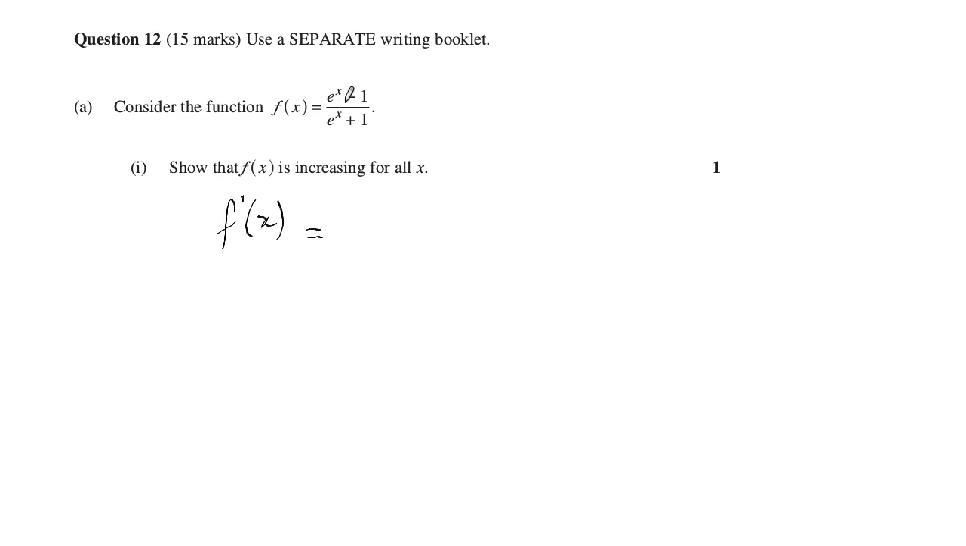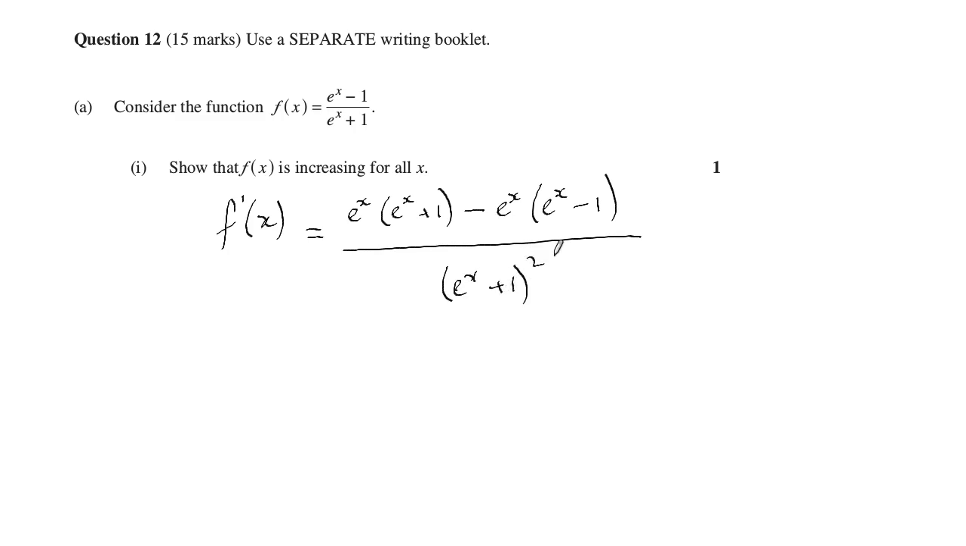So derivative of the first one is just e to the x, and then multiply by the denominator. And then minus derivative of the denominator is e to the x, and times the numerator. And divided by denominator squared. So we're trying to prove that this is positive. Let's simplify this. So e to the x times e to the x is e to the x squared, or e to the 2x.